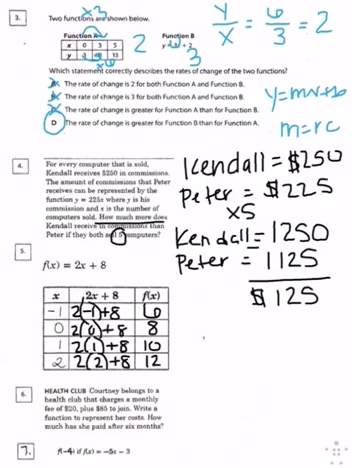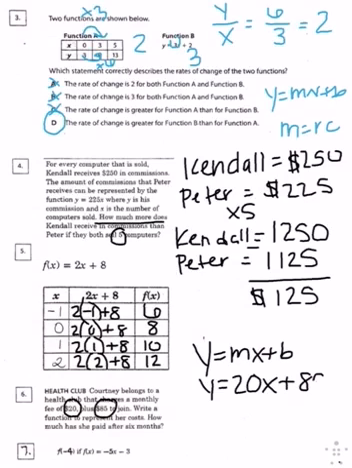Number 6, Courtney belongs to a health club that charges a monthly fee of $20 plus $85 to join. Write a function to represent her costs. How much has she paid after 6 months? We know our equations have to be in the form y equals mx plus b. I need to fill in the slope and the rate of change, the rate of change and the initial value. She has a rate of change of 20 because it's $20 per month. And it's $85 to join. It's an initial value. She has to pay the $85 first before she can do anything else.